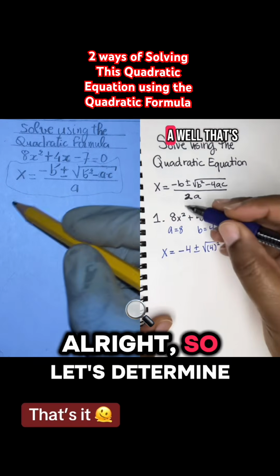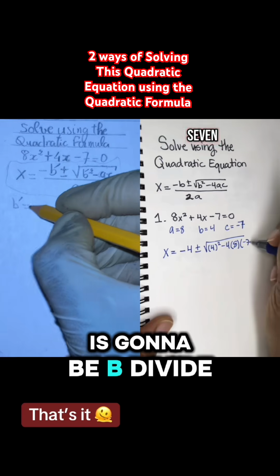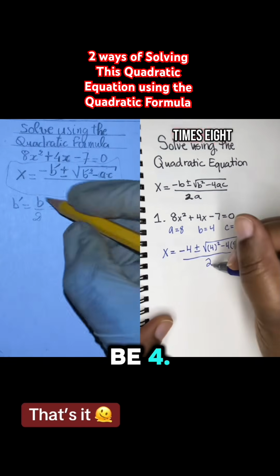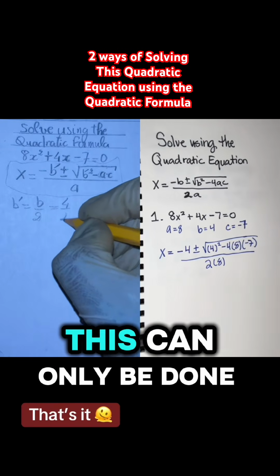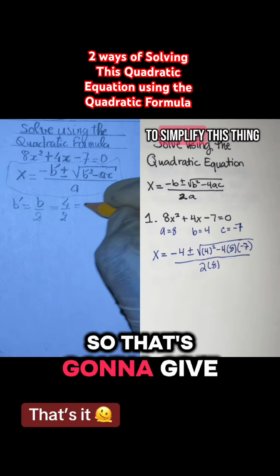All right, so let's determine our b prime first. Our b prime is going to be b divided by 2. So that's going to be 4 divided by 2, and this can only be done when our b is actually even. So that's going to give us 2.